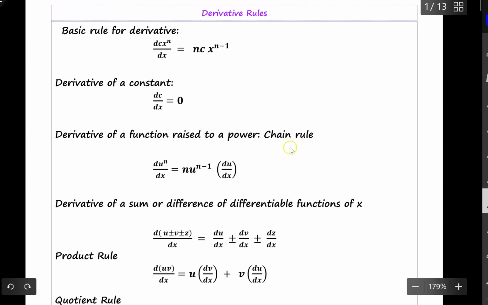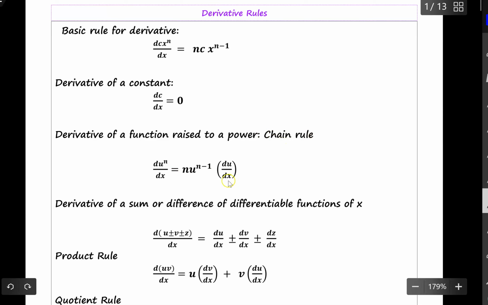The derivative of a function raised to a power is called the chain rule. Most of the time, you will have a function raised to a power. So you should know the difference between these formulas and these formulas. In this formula you have c times x to the exponent n, but in this case you have u raised to the exponent n, and you need to differentiate in terms of x. Therefore, the same basic rule applies, but you also have to apply the chain rule.